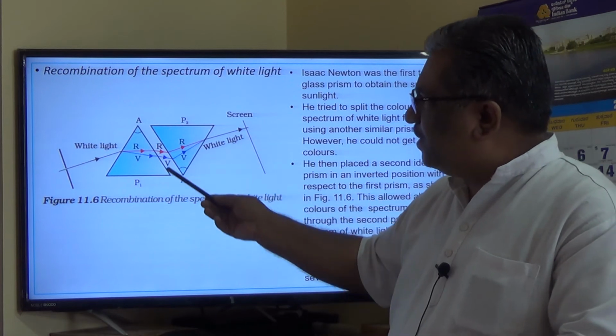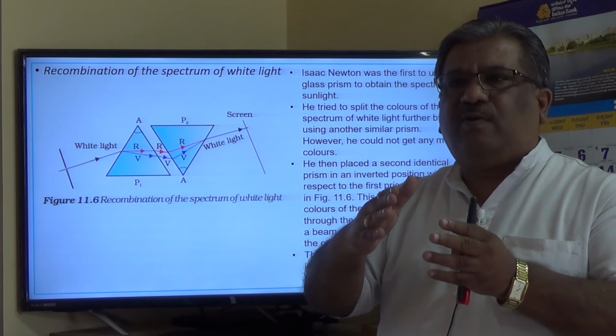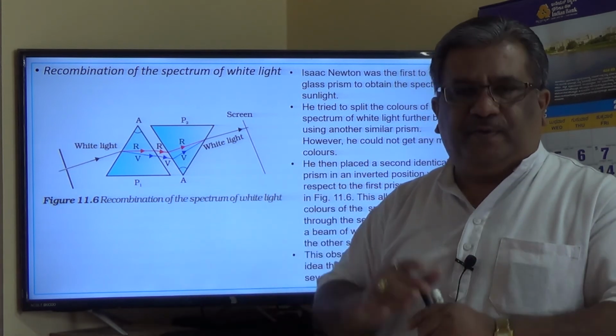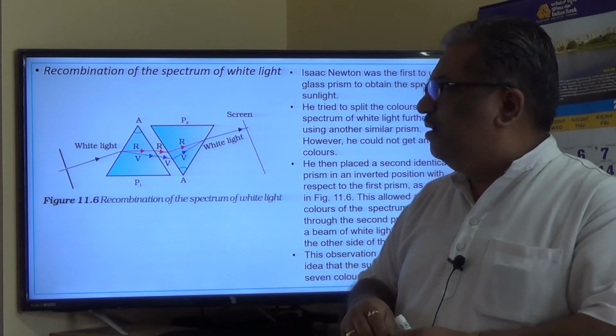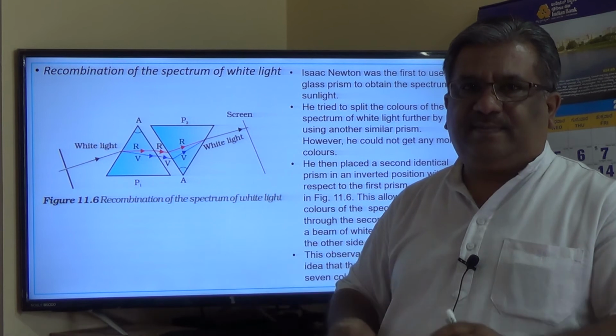When one more glass prism was placed over here, those colors got deflected once again, but no more colors could be produced. He concluded that white light consists of 7 component colors.